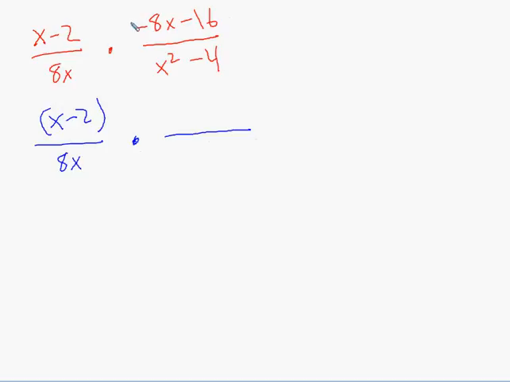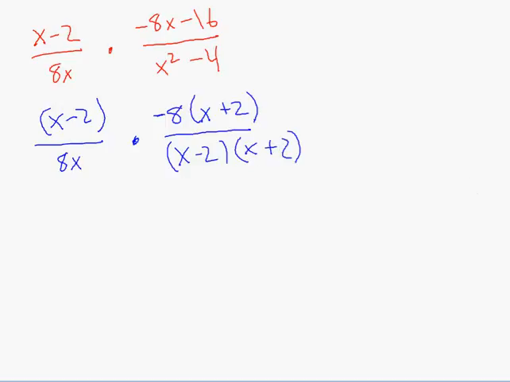You can take out a negative 8. I want the highest power of x to be positive, so I'll factor out a negative 8. So inside I'm going to have 8x minus 2. Plus 2, sorry, plus 2, because I factored out a negative, so that will change sign. And my denominator: x minus 2, x plus 2.